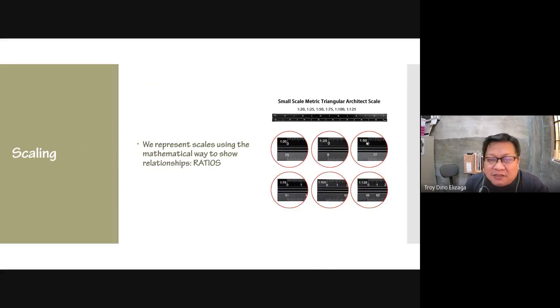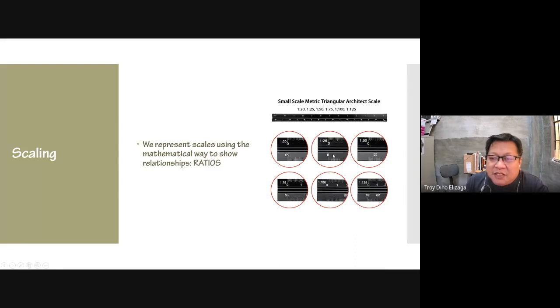So we represent scale using the mathematical way to show relationships, or what we call the ratio. So in the scale, if you have it, you will notice that in the corner, you see the scale there. 1 is to 20, 1 is to 25, 1 is to 50. So a metric scale normally has six sides or 6 rulers. And this is the common one.